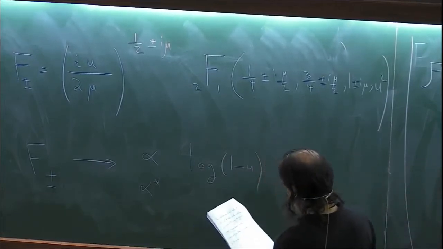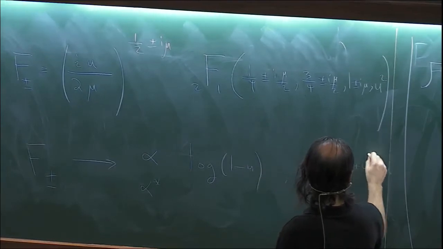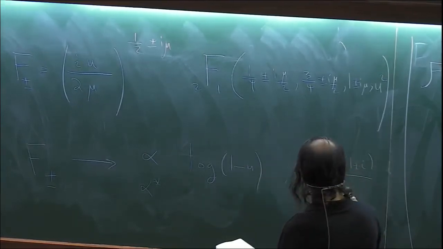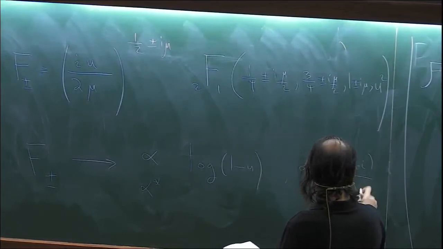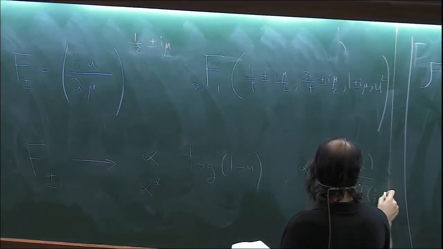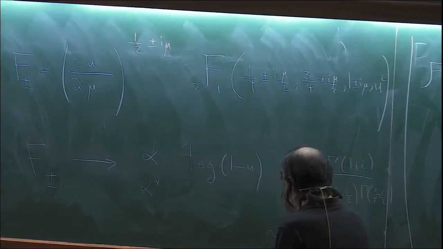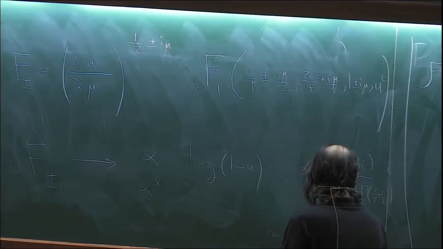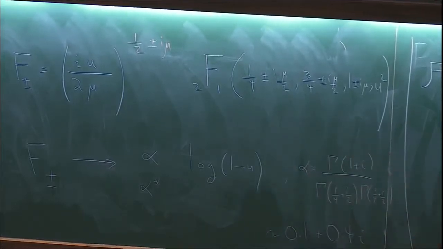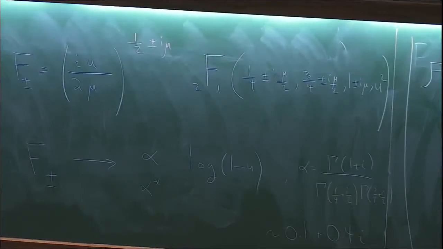Alpha is gamma of 1 plus i over gamma of a quarter plus i over 2, gamma of 3/4 plus i over 2. But it's just a specific number. It's around 0.1 plus 0.4i. Okay? So these are the homogeneous solutions. These are the homogeneous solutions that are well behaved with oscillatory behavior, and they also have singularities as u goes to 1. All right.